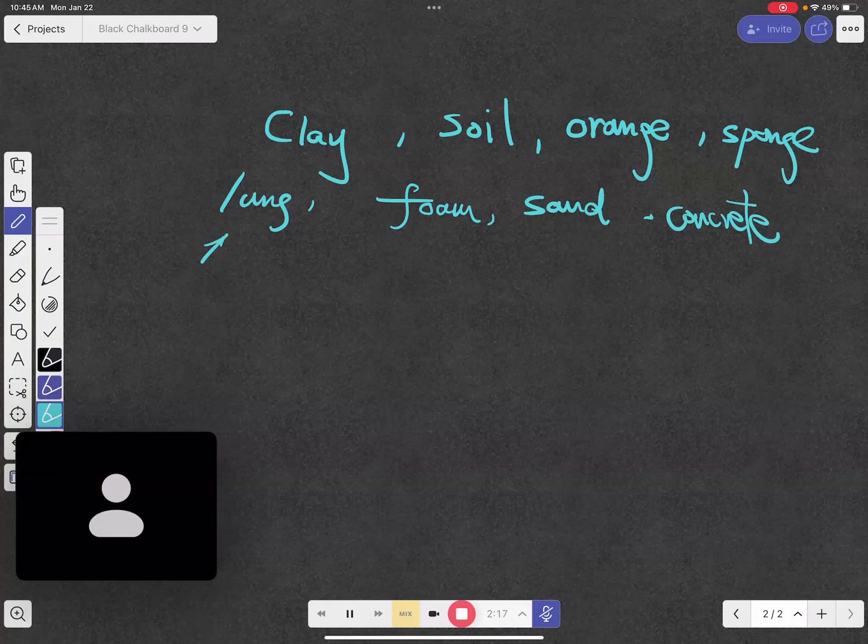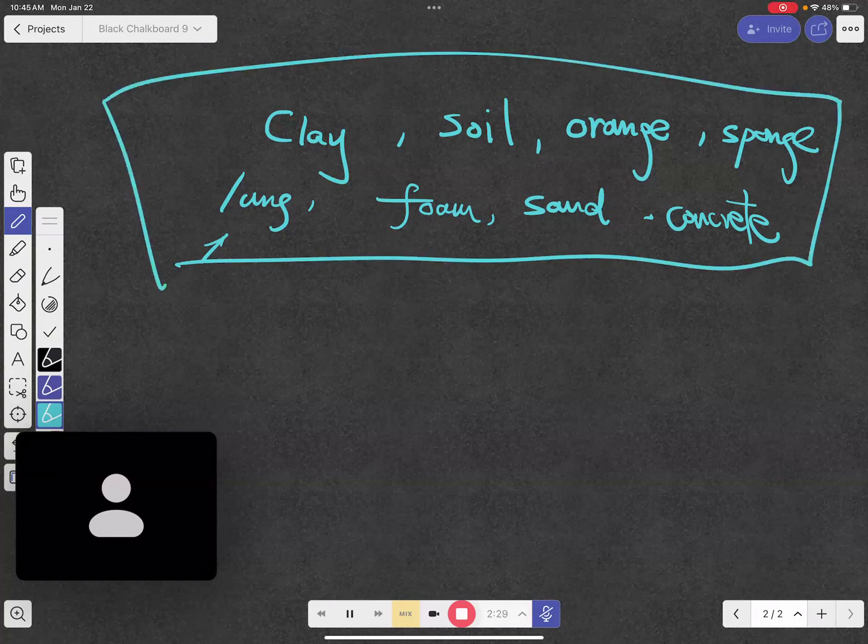Concrete is a porous media, and sometimes you wish it's not a porous media, but it is. So, for obvious reasons, this can give you an idea of how common the material is.